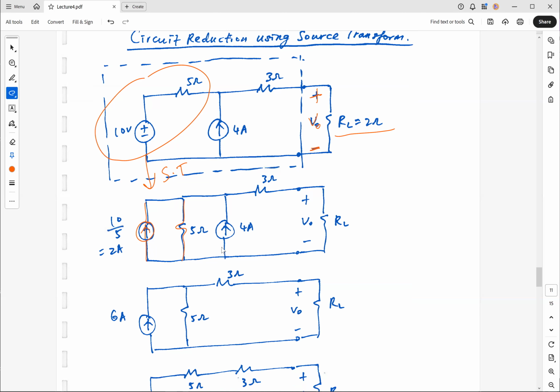All right, so next, now I have 3 branches in parallel. Remember, 2 current sources flowing in the same direction, I can easily combine them, 2 plus 4.